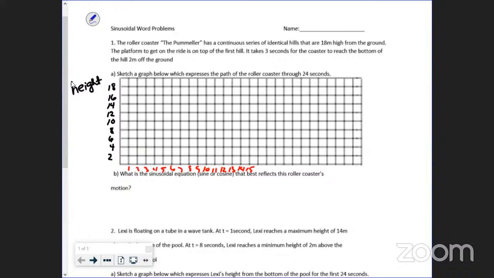And it says it has a continuous series of identical hills. So here we go. What do I know then? At 0 seconds, I'm going to be at 18. At 3 seconds, I'm going to be at 2. And then the idea is at 6 seconds, where should I be? 18. Sketch a graph below, expressing the path for 24 seconds.